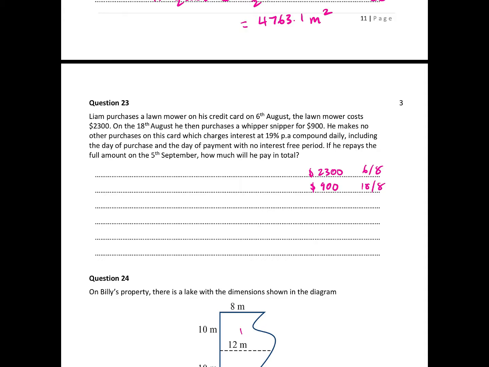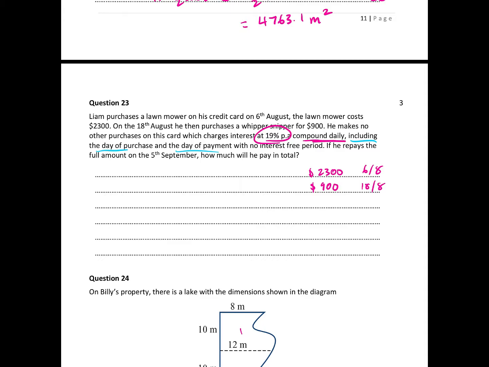He makes no other purchases on his card and is charged at 19% per annum compounded daily, including, this is really important, so it includes the day of the purchase and the day of the payment, with no interest-free period. If he repays the full amount on the 5th of September, how much will he pay in total?